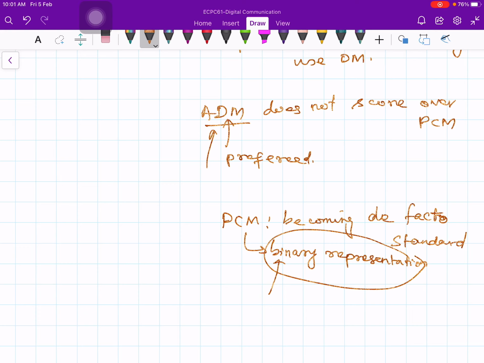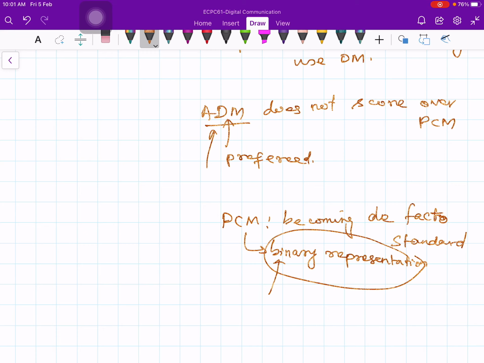Because of these other advantages, and because technology has made the simplicity of the delta modulator rather unimportant, even though PCM is complex, PCM is becoming the de facto preferred mode of digitization rather than delta modulator. But it doesn't mean that delta modulator is no longer of interest. There are many applications where it is still of interest. I think that's enough comparison between pulse code modulation and delta modulation.